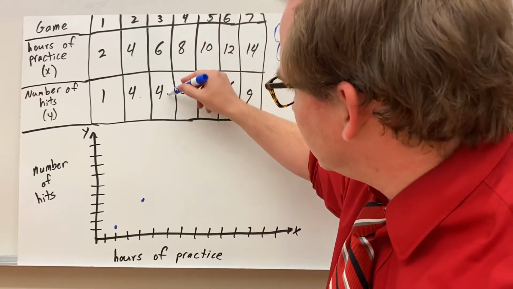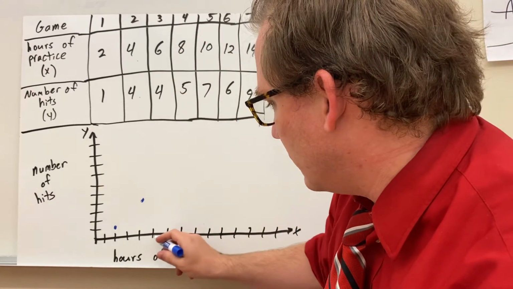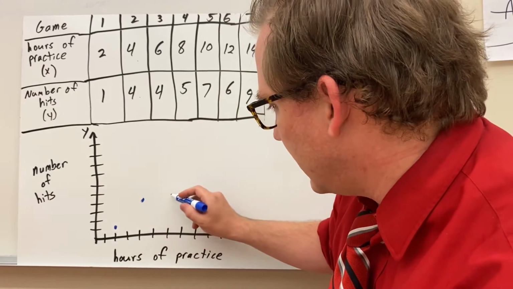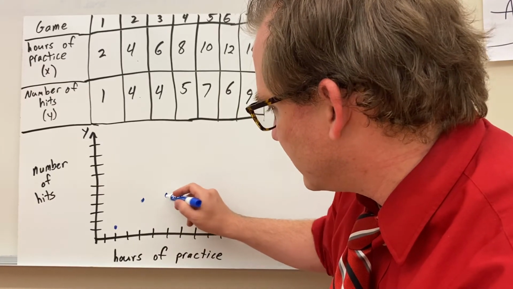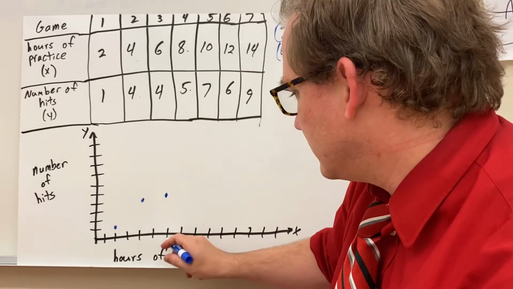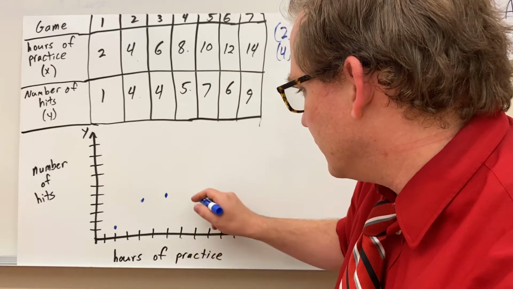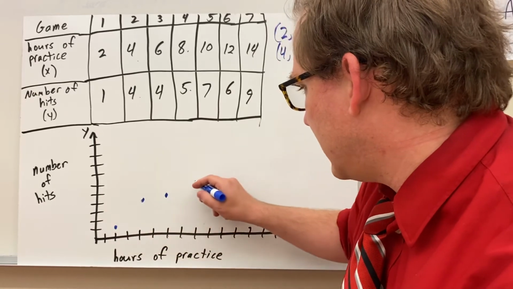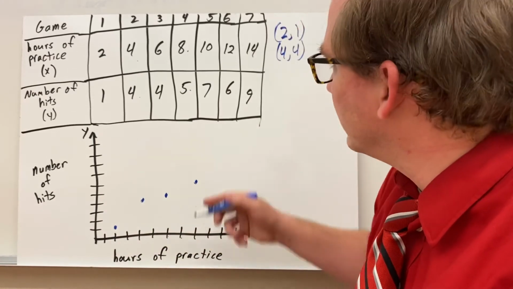6 hours of practice, 4 hits. So hours of practice, I go over to 6. It should be right in line here because it's the same number of hits, 4. 8 hours of practice, 5 hits. So here was 6, 7, 8. Here's 4. I go up here, it's 5. So maybe right around here would be a good estimate.